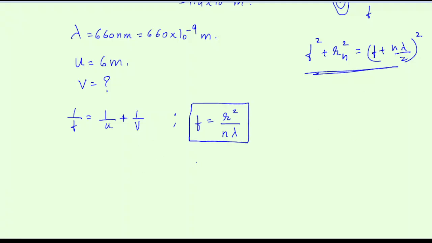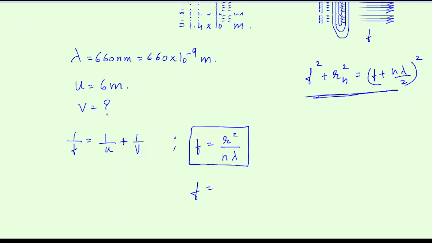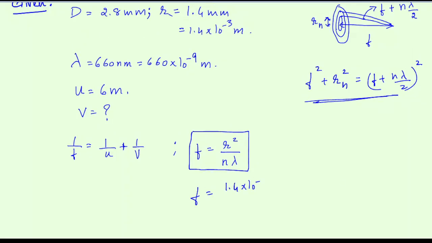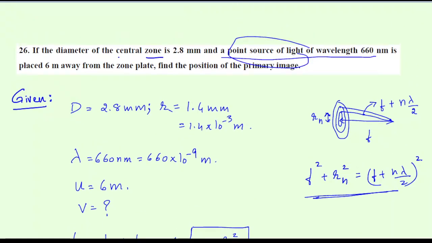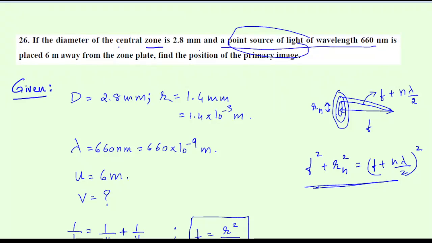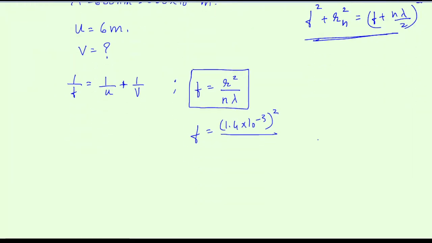Now let's find out the value. F equals r is 1.4 into 10 to the minus 3 whole square divided by n. What is n? As I told you, it is the order of the thing, right? So, since it is given, it is a central zone. The radius is for the central zone. For central zone, n is equal to 1 into wavelength is 660 nanometers, 10 to the power of minus 9. So, f becomes 2.97 meters.